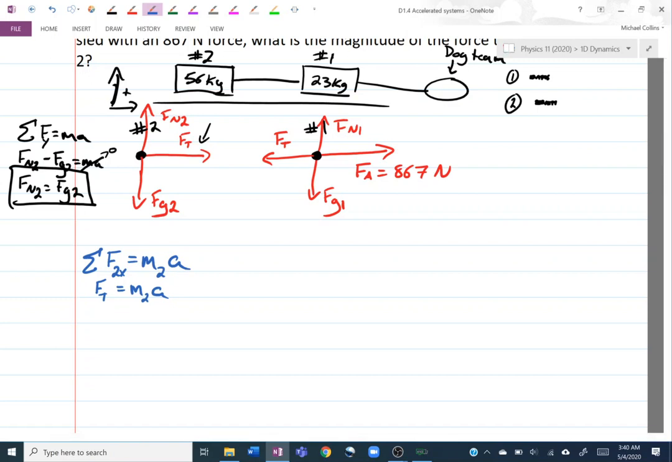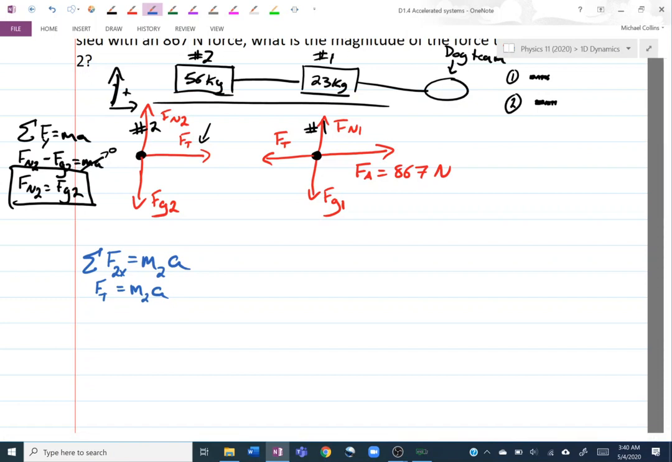If I look at this, I'll notice that I don't know what the force of tension is, because that's what the question is asking, and I don't know what the acceleration is. So I have two unknowns in this equation, and I'm essentially stuck. I haven't done anything wrong, so I'm not going to erase it in case this becomes useful to me in the future.